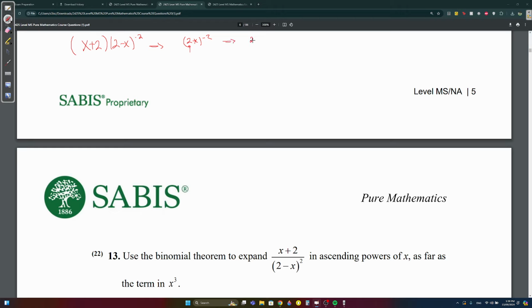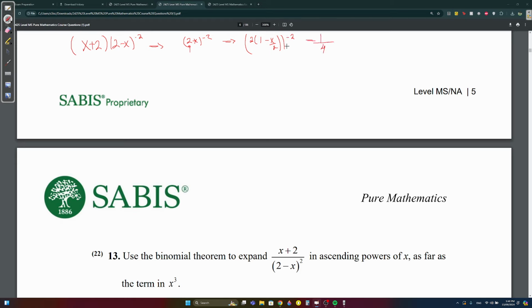So it's going to be 2. Wait, let me make sure. Yeah, you take the 2 out, right? It's going to be 2, 2 divided by 2 is 1, minus x divided by 2 is minus x over 2. Remember, this 2 still falls under the power of negative 2. I don't like working with it still here, so let me get rid of it. 2 to the power of negative 2 is equal to 1 over 4.